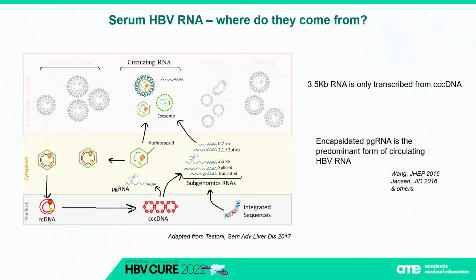So, going to serum HBV RNA, here come the troubles, the complexity. Serum HBV RNA can come from cccDNA, but also from integrated sequences. The 3.5 kb RNA is only transcribed from cccDNA, and it has been shown that encapsulated pgRNA is the predominant form of circulating HBV RNA.